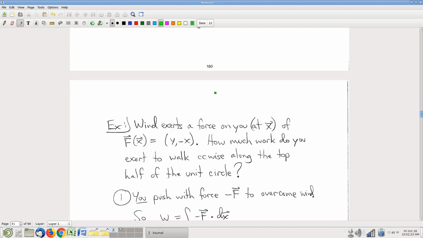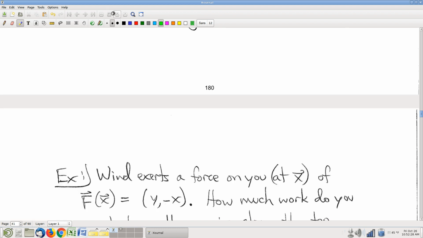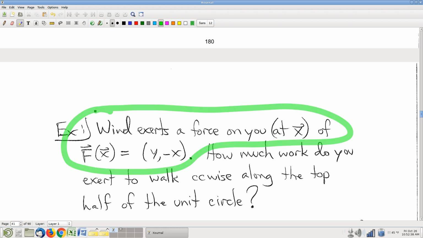Okay, so let's suppose that you're walking outside, you're walking in the wind, and the wind's blowing around, but because of where certain buildings and trees and such are, the wind's not constant. The wind's blowing in different directions in different places. And so here you go. Here's a formula for the force that the wind is applying to you, depending on where you are. So force is a function of position.